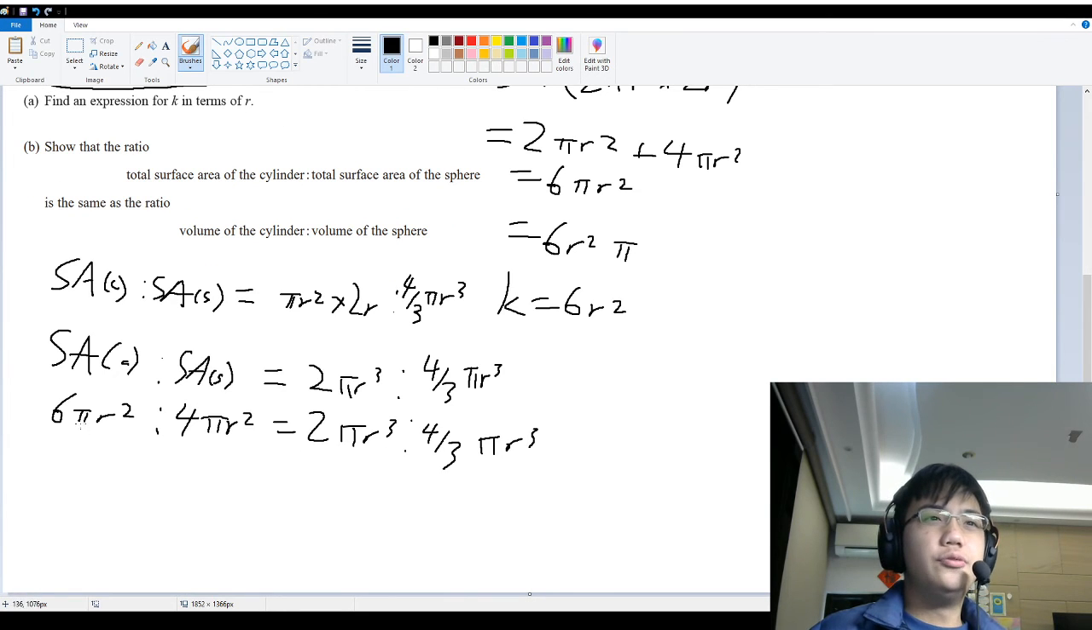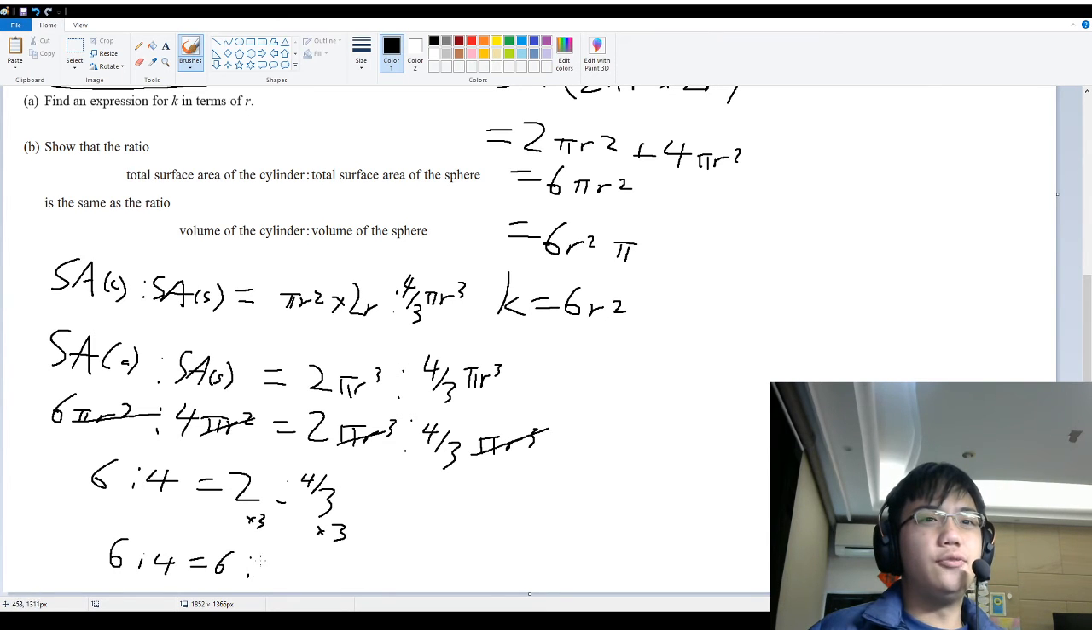So we can just remove the pi and the r's for this, as this is a ratio, so we only require numbers. So 6 to 4 equals 2 to 4 over 3. And that's true, because if you multiply both sides of this ratio by 3, you get 6 to 4 equals 6 to 4. Therefore, we've just proved that the ratio of the total surface area of the cylinder to the total surface area of the sphere is the same ratio as the volume of the cylinder to the volume of the sphere.